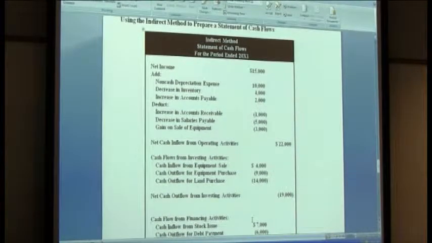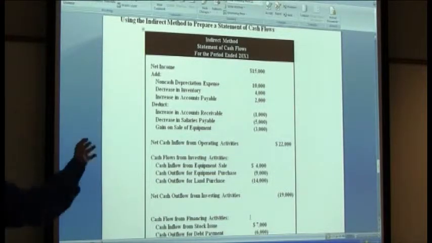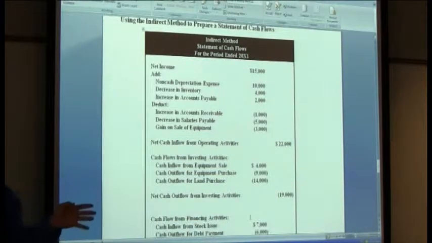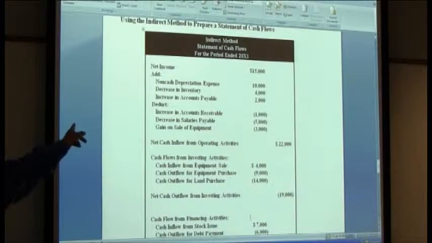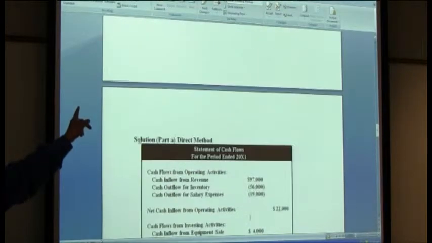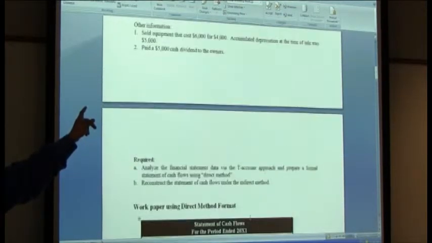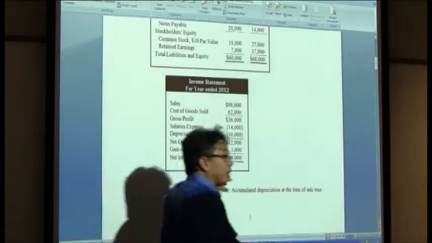So using the direct method, how did we start? We started with cash received from customers, cash paid to vendors. If it's the indirect method, we are starting with net income. So you see the 15,000 in the indirect method? Put that down, 15,000. Where is 15,000 coming from? Income statement, bottom line.